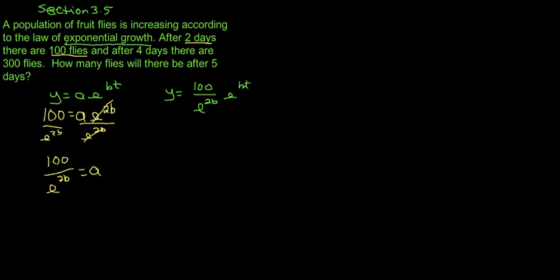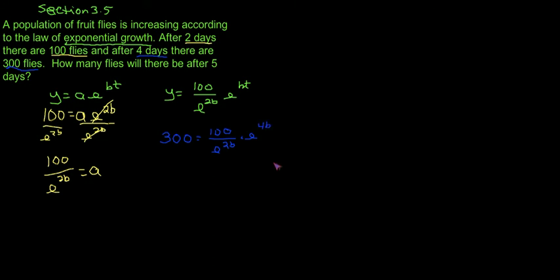So now we're going to go on to the second part here, where it said again, after 4 days there are 300 flies. So at the end, our y value is going to be 300 flies. We've got our value for a here next. So on this one, we have 100 all over e raised to the 2b power. And then this is multiplied by e, and again, this time our time is 4. So we're going to have 4 times b.